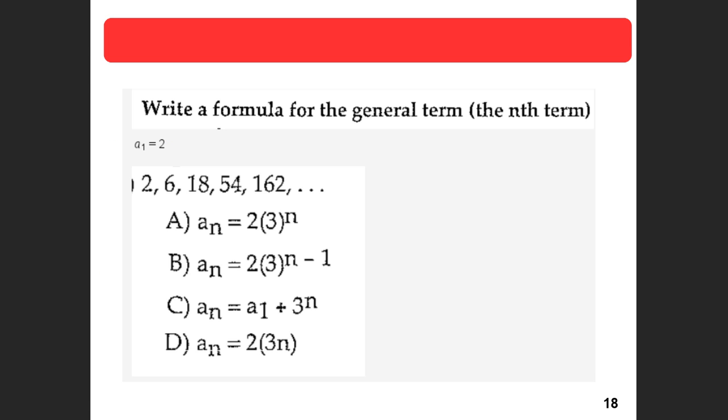Write a formula for the general term of the nth term. A sub 1 is equal to 2. So the first term is 2, then 6, 18, 54, 162. All right, let's see if you guys can figure this one out, see what you get there.